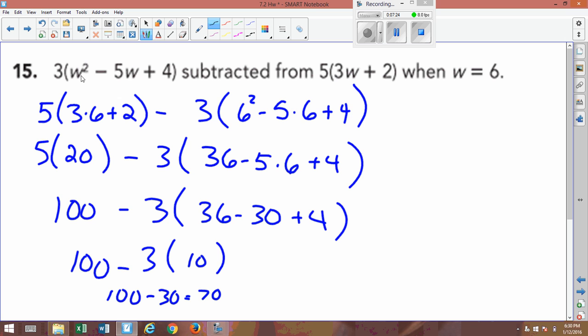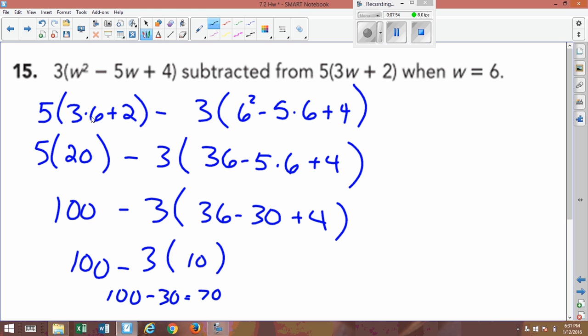3 times w squared minus 5w plus 4, subtracted from 5 times 3w plus 2, when w equals 6. So you would have to take this whole part of the expression and put it at the end, right here, because you're subtracting it from this.